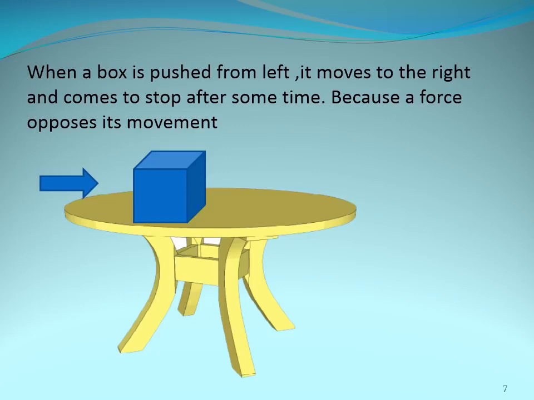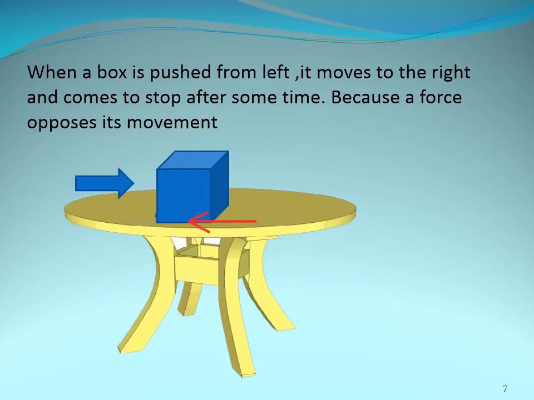We are going to do a simple experiment. Place the box on a table. Try to push it from the left. It moves rightwards and comes to stop after some time. From this, we can guess that a force must be acting on the box which tries to oppose its movement to the right. That is, when a box is pushed from left, it moves to the right and comes to stop after some time because a force opposes its movement.